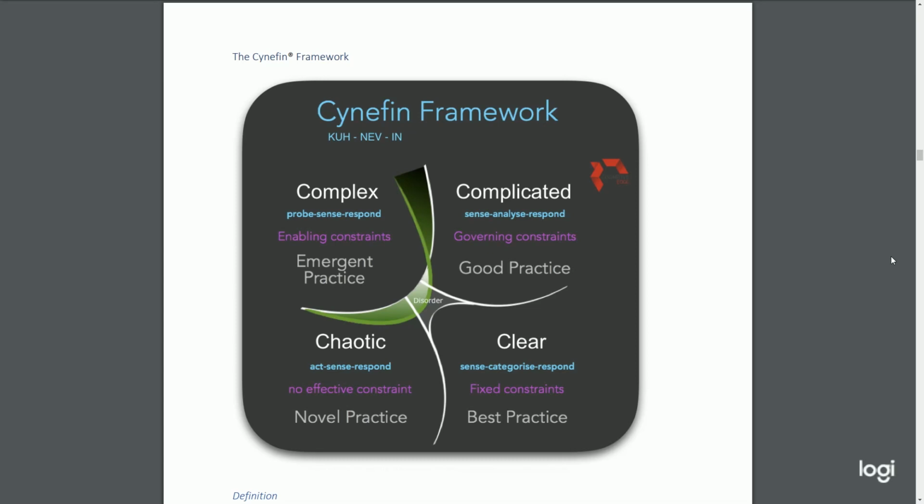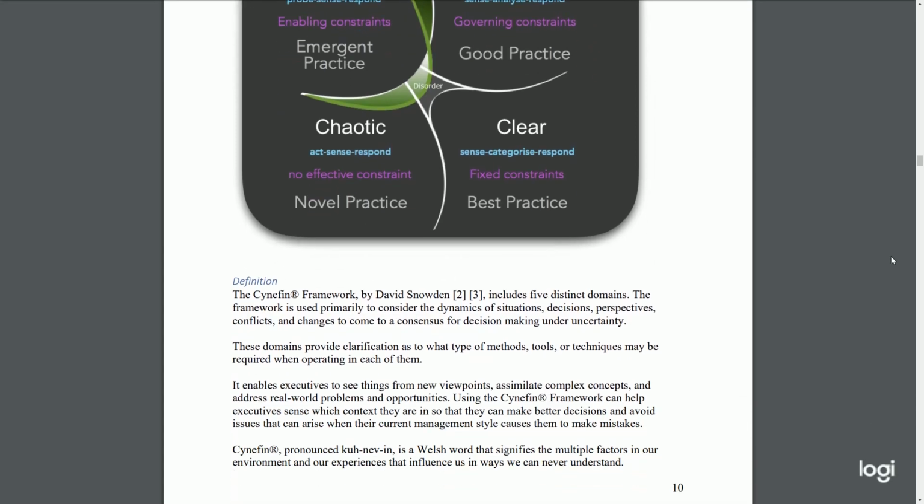In the upper left quadrant, it is entitled Complex, Probe, Sense, Respond, Enabling Constraints, Emergent Practice. In the lower left quadrant, it is entitled Chaotic, Act, Sense, Respond, No Effective Constraint, Novel Practice. These 4 quadrants are separated by a divider both vertically and horizontally, and the divider is labeled Disorder. Definition. The Cynefin Framework by David Snowden includes 5 distinct domains.